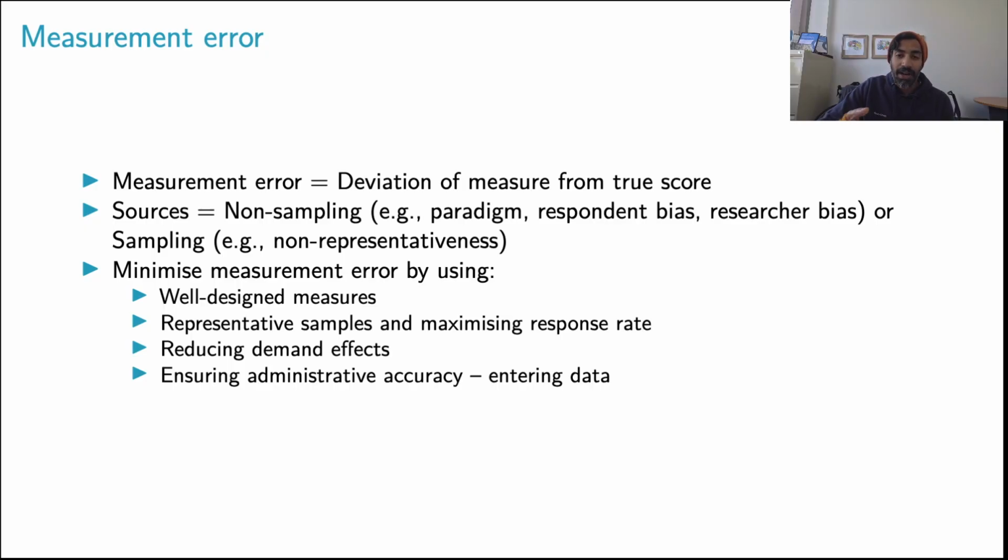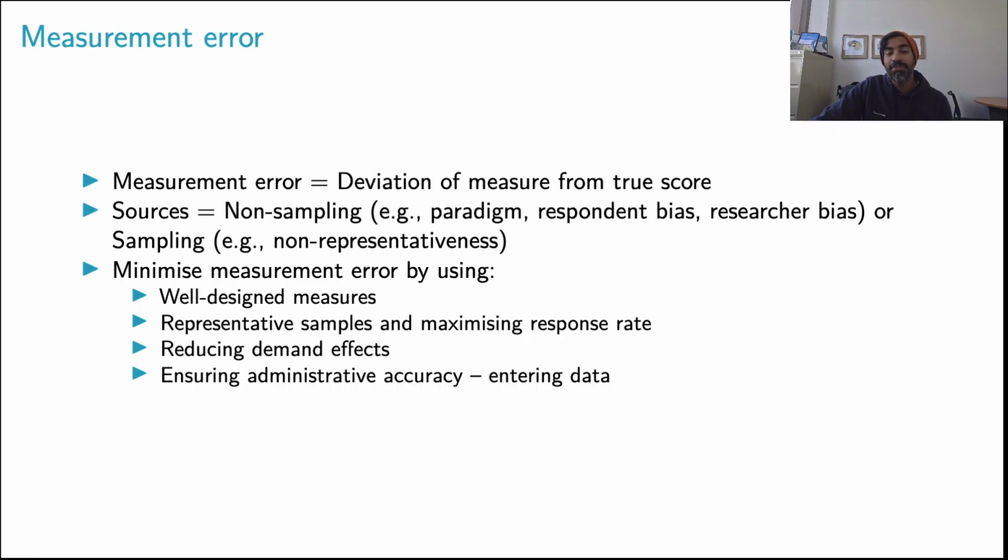Now, we spent a lot of time talking about measurement error because it's one of these factors that can really influence our interpretation of results and may lead us astray. So measurement error is really the deviation of a measure from the true score, and the sources can be non-sampling. So for example, the paradigm itself, respondent bias or researcher bias, or sampling, non-representativeness of sampling. So there's a lot of non-sampling and sampling related contributions to sources of bias or measurement error.